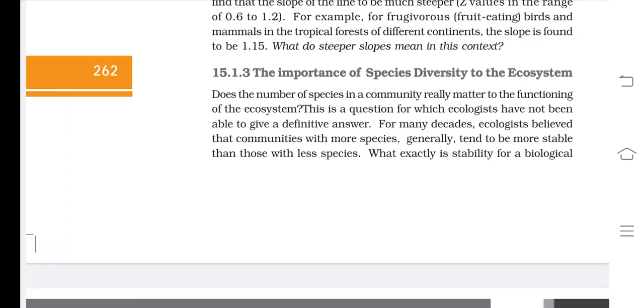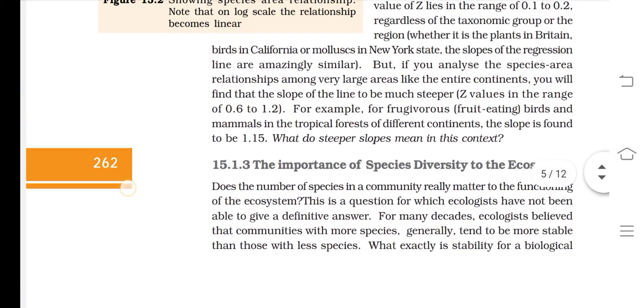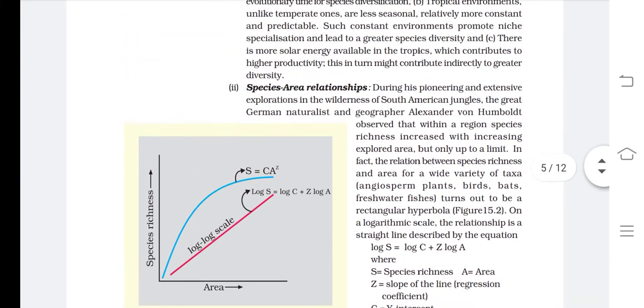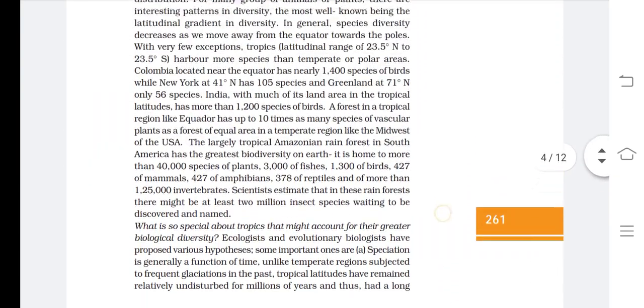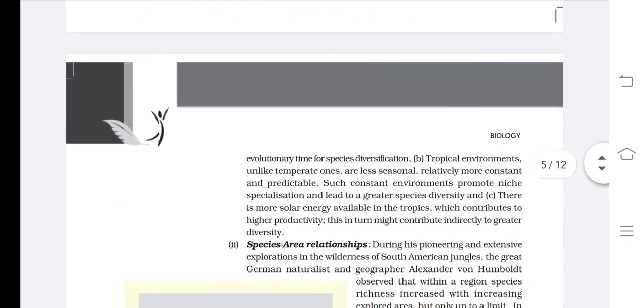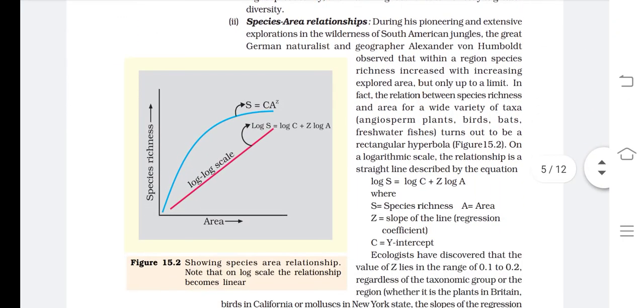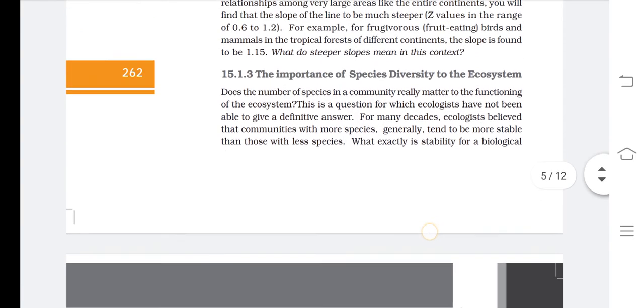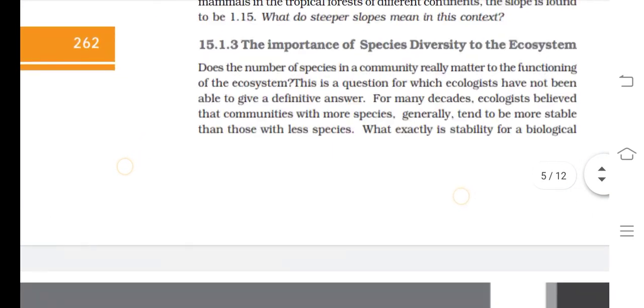Hello friends, in the last video lecture we completed two important questions. The first one was about altitudinal gradients and the second was about species-area relationships. Now, in today's video lecture, we will talk about the next topic, the importance of species diversity to a particular ecosystem.